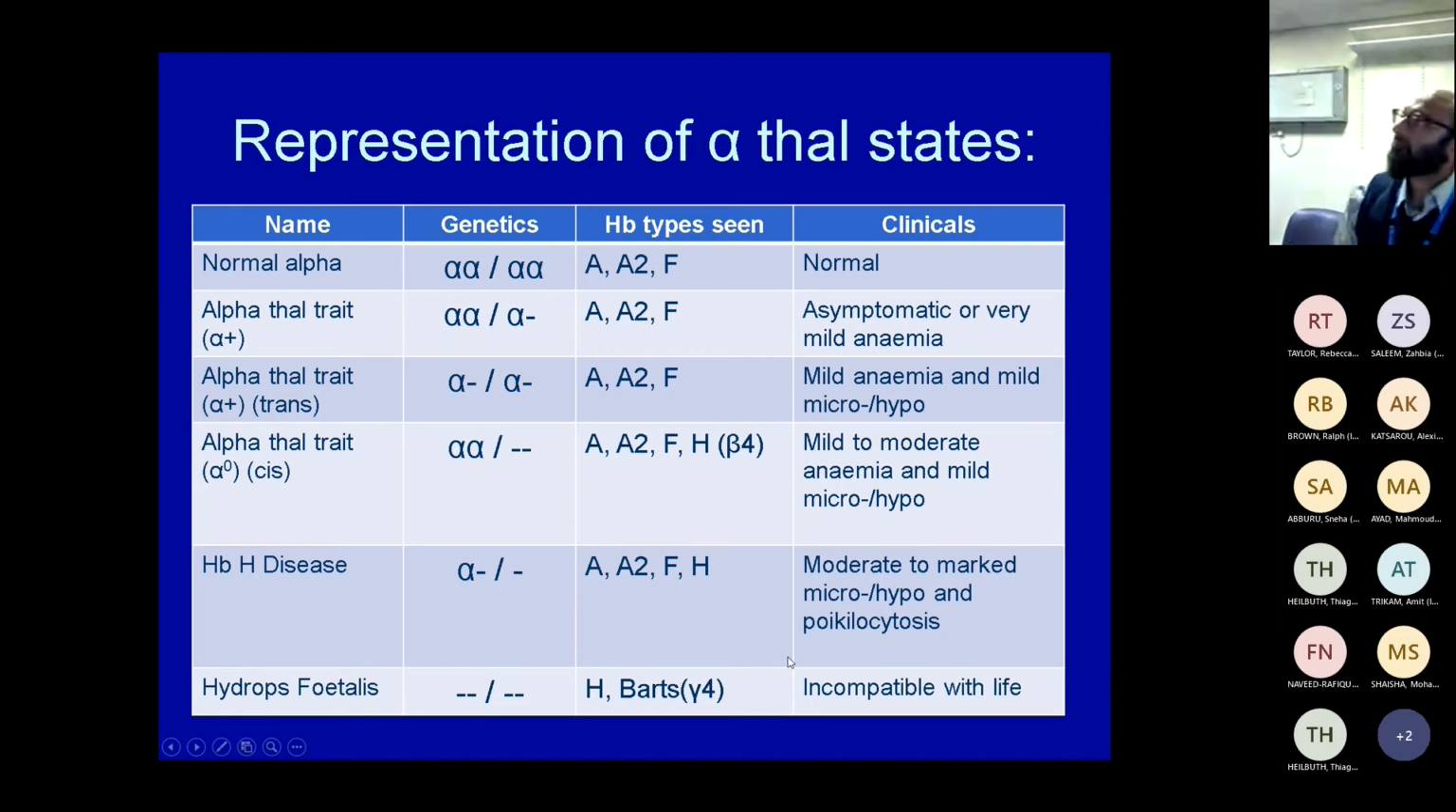Why are the third and the fourth one different when they have the same number of alphas? So the cis and the trans, apart from obviously the inheritance, are they clinically different? So we'll talk about that as well.